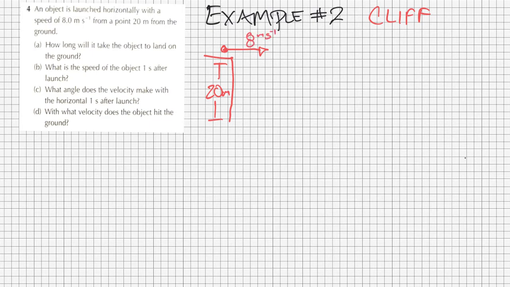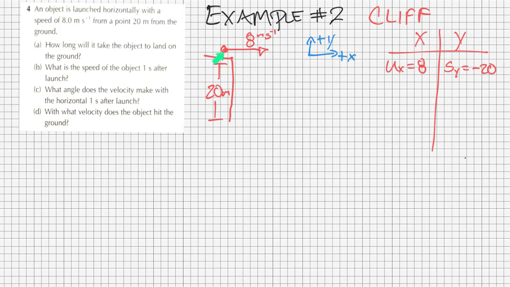So we're going to set up our x and y motion. Again, we're going to separate things in the x, separate things in the y, and list what we know. So we know our initial velocity in the x is going to be 8. We know our displacement in the y is going to be 20. It's actually going to be negative 20. We're going to classify the up direction as positive and the to the right as positive as well. So that's positive y, that's positive x.